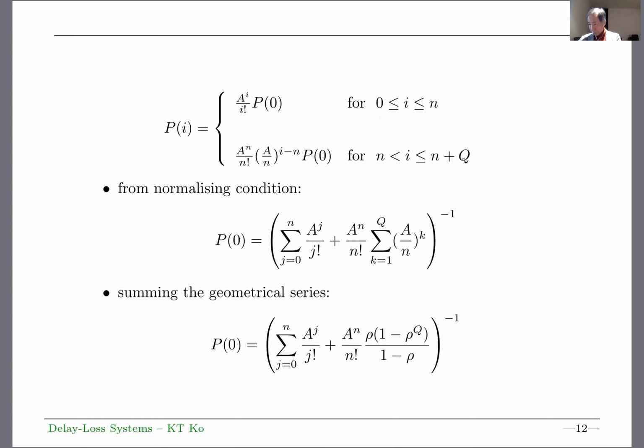Then the p_i have two possible sets. One is before n, and that is p0 a to the power i over i factorial. And the other one is the i minus n component, which is basically the number of terms between n plus 1 up to n plus q. So from normalization, we add those together, they should be equal to 1, and p0 should be this term.